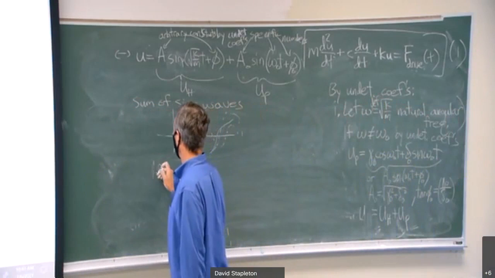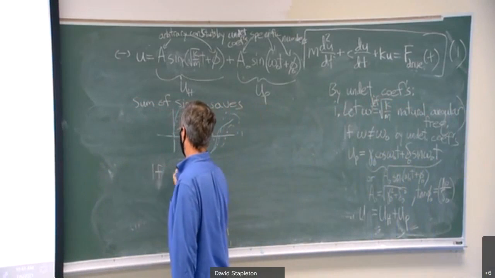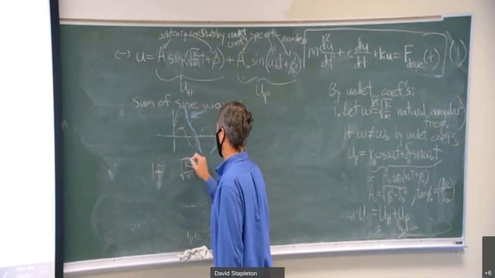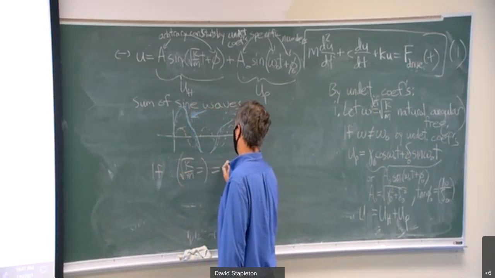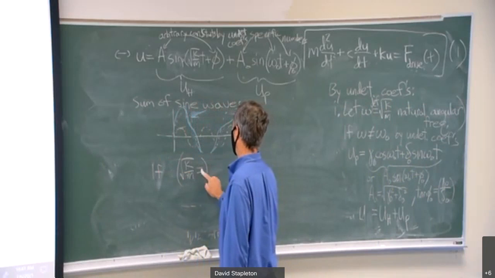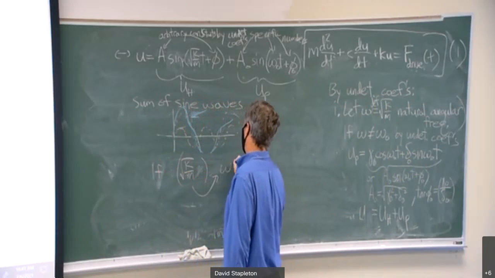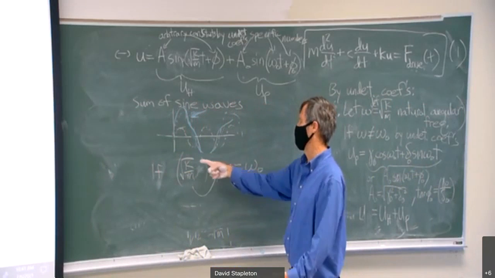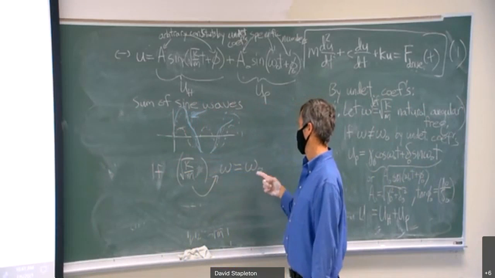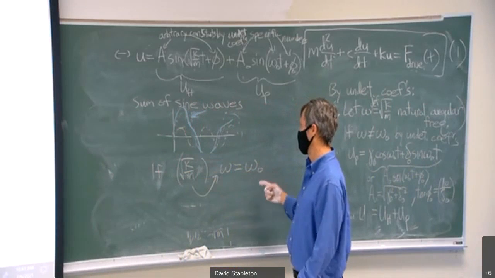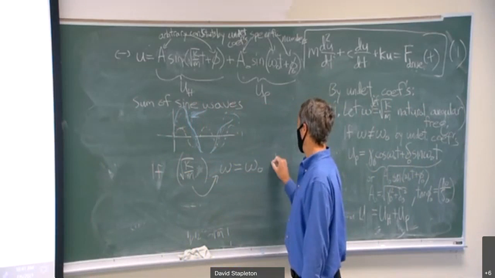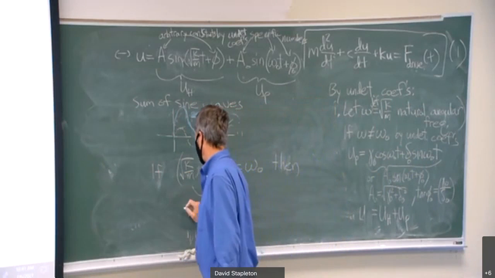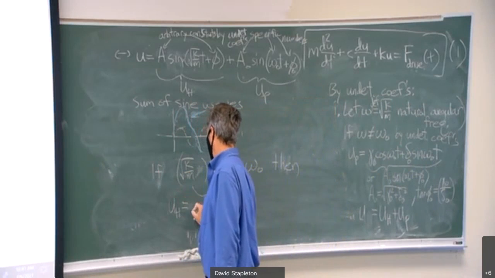If omega, which is square root k over m, is equal to omega naught, the natural frequency of the mass on the spring, square root k over m, angular frequency, is equal to omega naught, the driving angular frequency, then what happens? The particular solution changes. The homogeneous solution is the same, right?